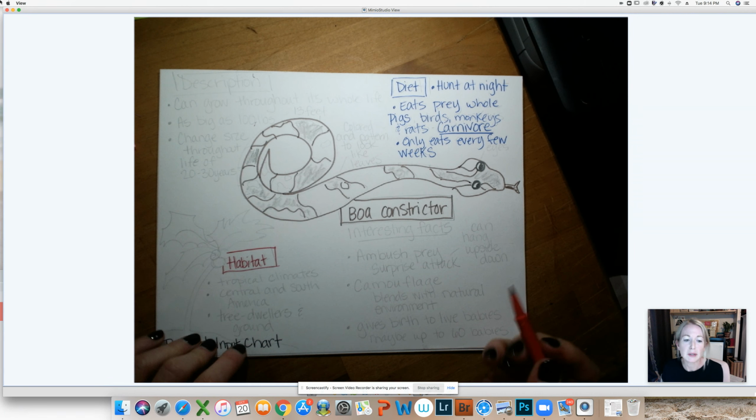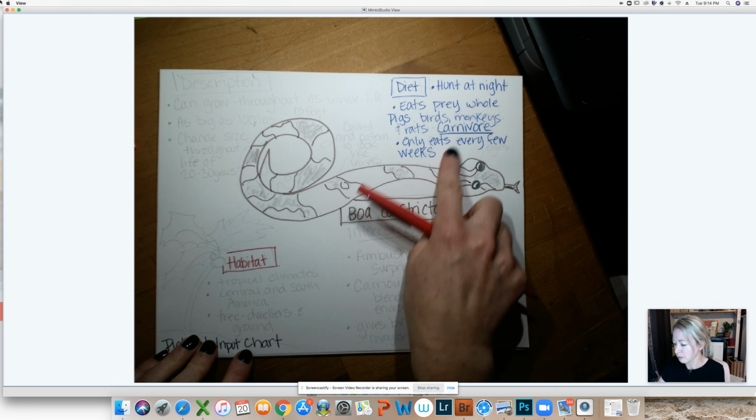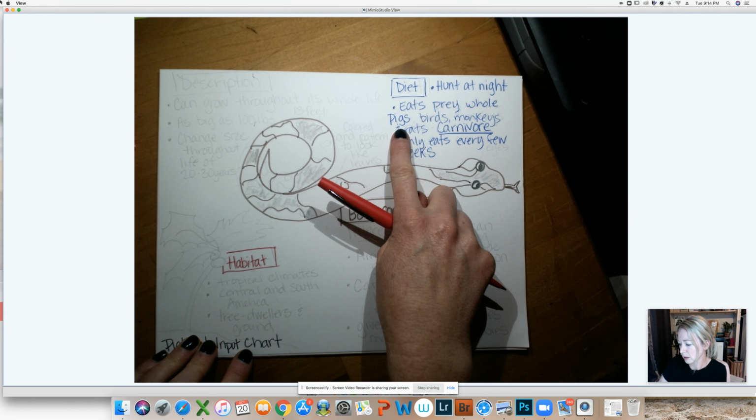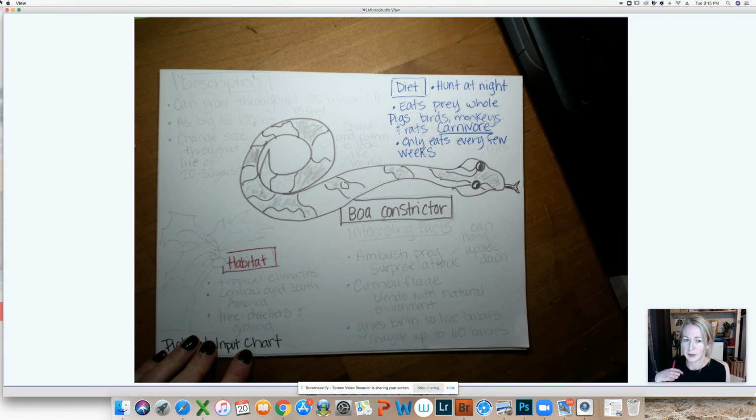Readers, I wanted to know where in the world these boa constrictors live, because we do not have monkeys where we live. I mean, we do have rats and pigs and birds, but this clue right here, monkeys, I'm not thinking that boa constrictors live where we live.